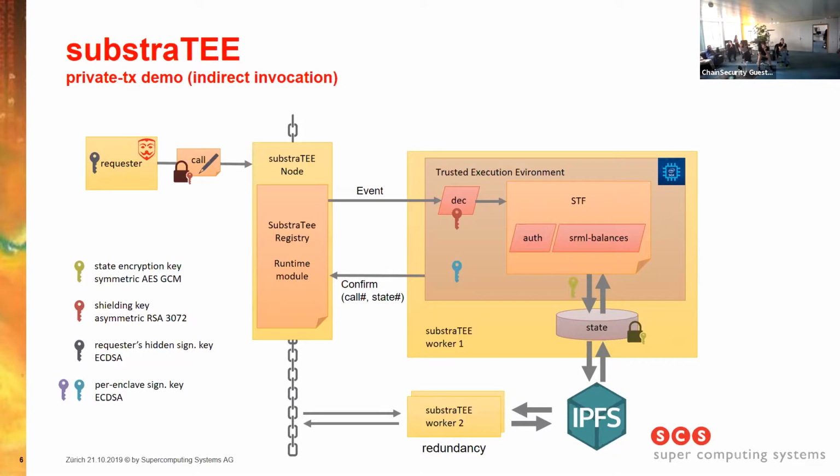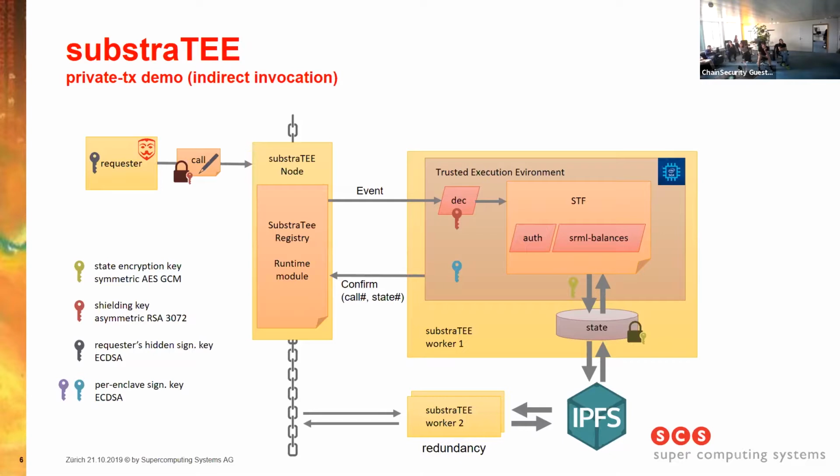What I didn't say so far is the whole remote attestation. So if you join as a worker, you need to supply a remote attestation from the Intel attestation service to the chain. The chain verifies the remote attestation and writes a new entry to that registry.